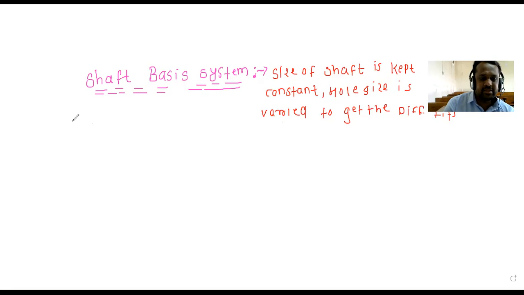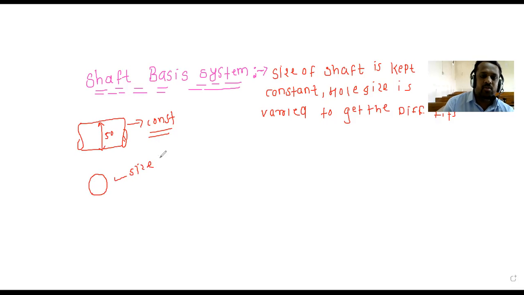Suppose this is the shaft, and the size of that shaft is 15. In the shaft basis system, we have to keep the size of shaft constant, and the size of hole we have to vary. For example, suppose we have a 15 mm shaft, and suppose we have to achieve the clearance fit.